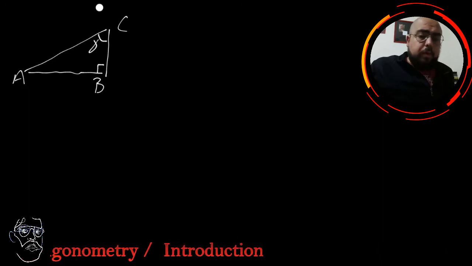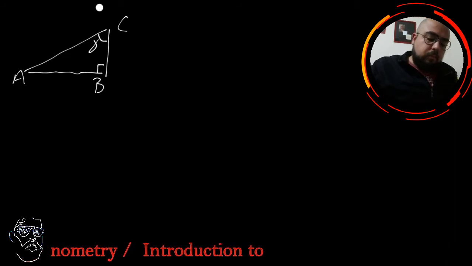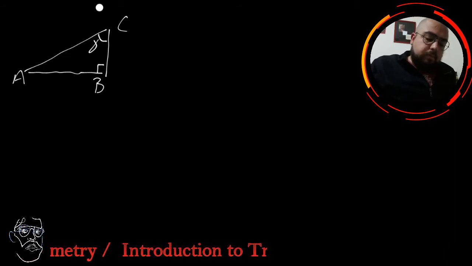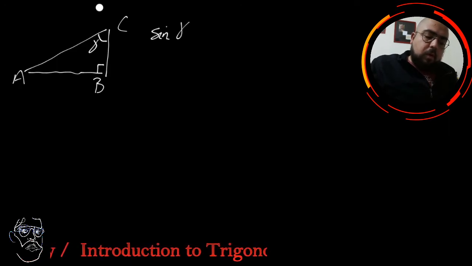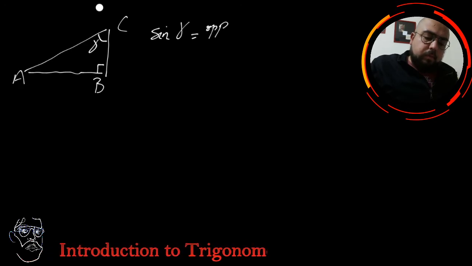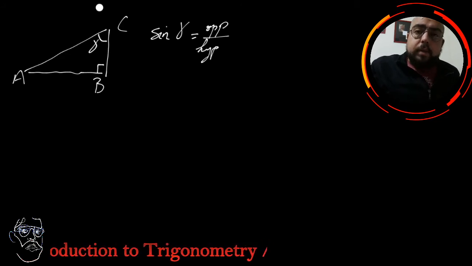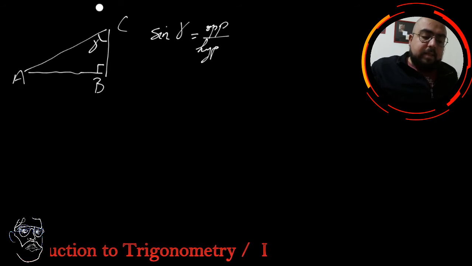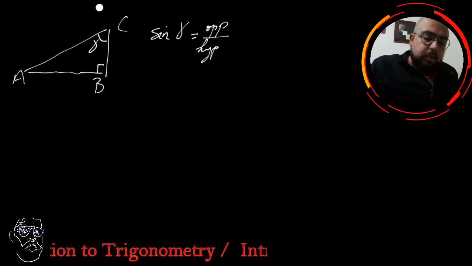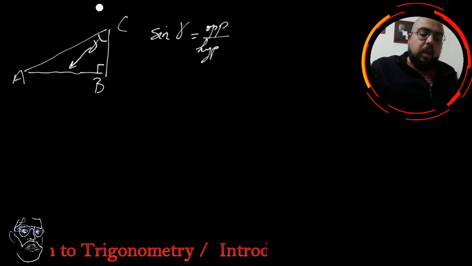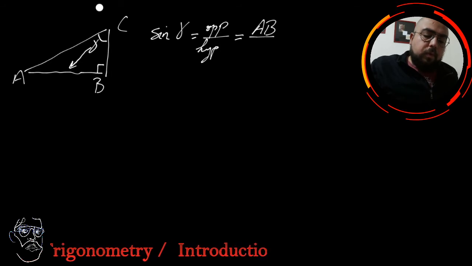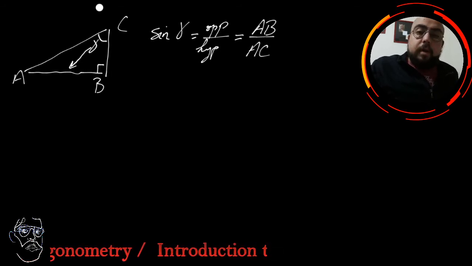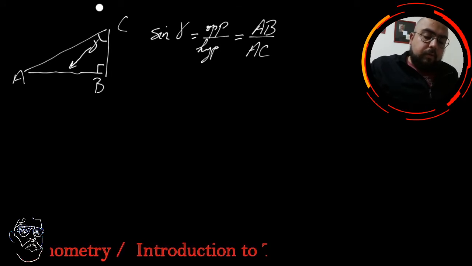Alright, what are the trigonometric functions? So we have sine of gamma, which is the opposite over hypotenuse. What is the opposite side of angle C or angle gamma? It's simply the side AB, right opposite to the angle gamma. It's AB over the hypotenuse. Hypotenuse is again AC.